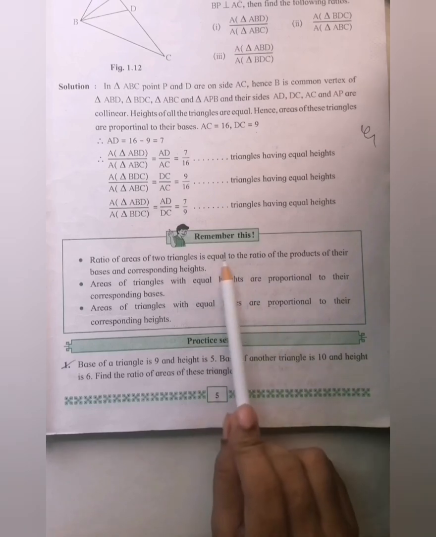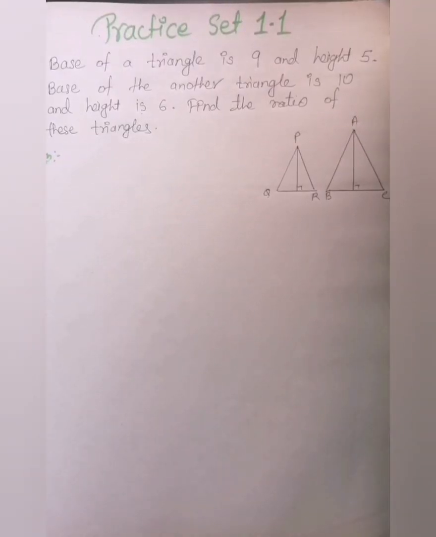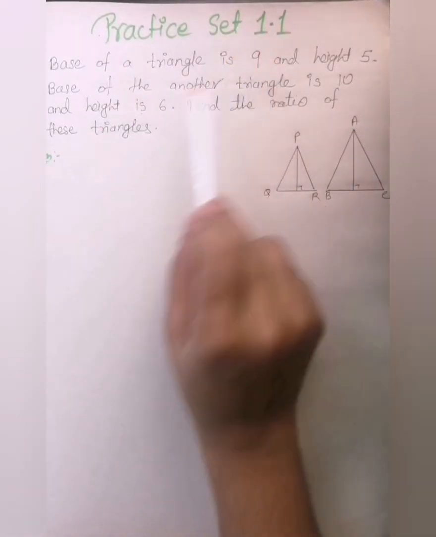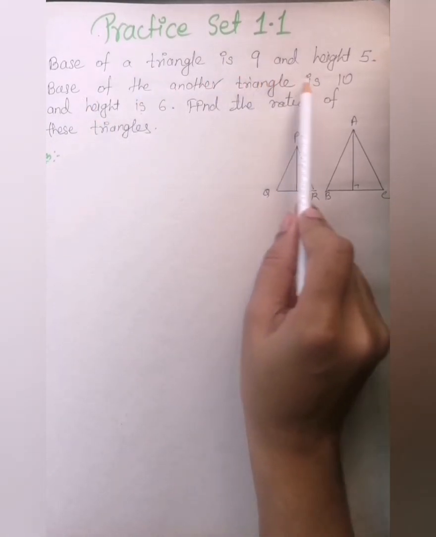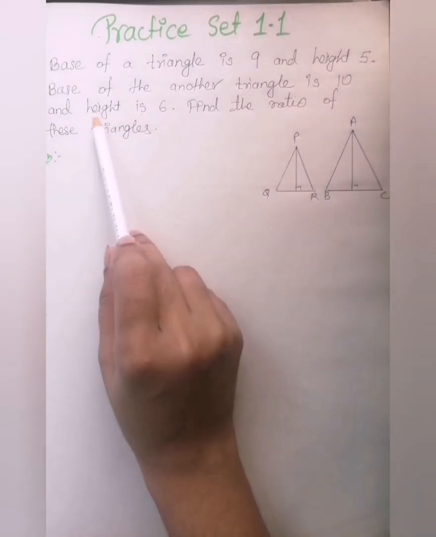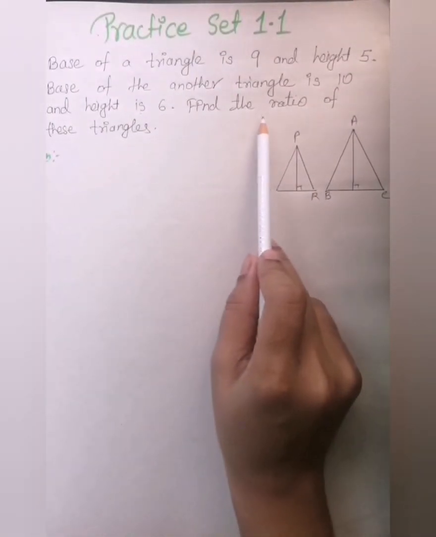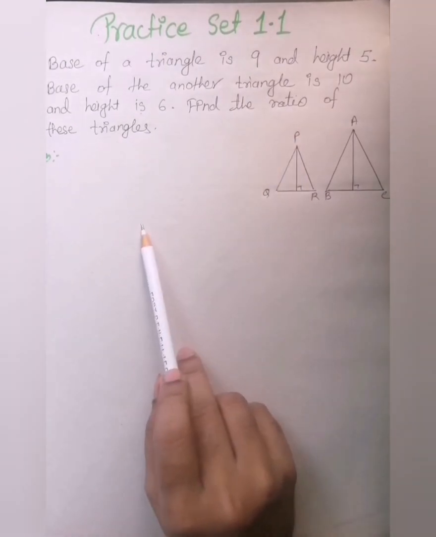Hello students, in the previous lecture we learned this property. Remember this. With the help of this we will solve practice set 1.1. So let's start. Look at the first question of practice set 1.1: the base of a triangle is 9 and its height is 5. The base of another triangle is 10 and its height is 6. Find the ratio of the areas of these triangles.